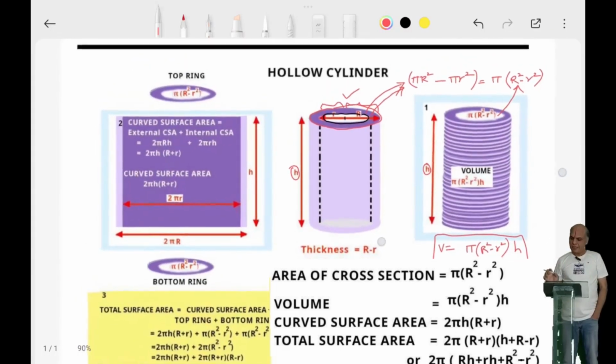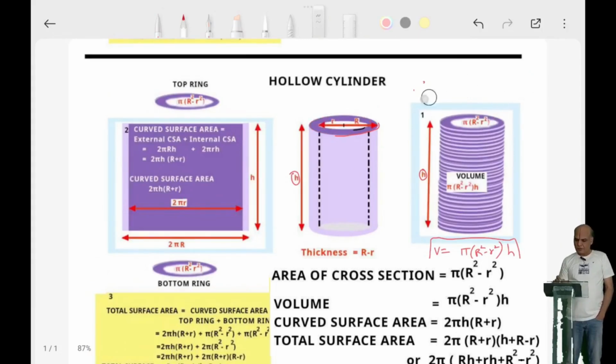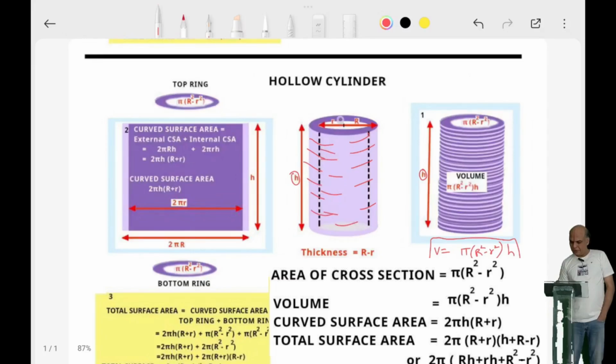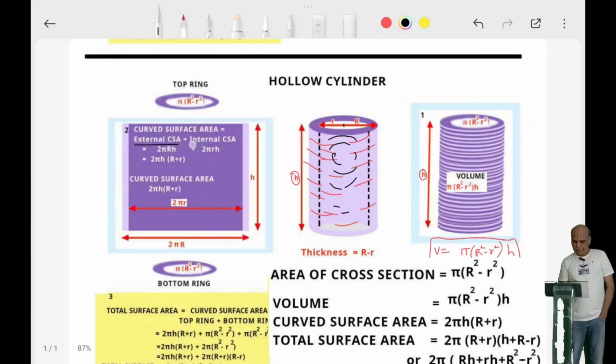Okay. Now, in the hollow cylinder, when you say curved surface area, as we have seen in the solid cylinder, this is the curved surface area. Okay, so this is the curved surface. But if you see the white portion, there is also an internal curved surface area. So whenever we say curved surface area for a hollow cylinder, that means external curved surface area plus internal curved surface area.